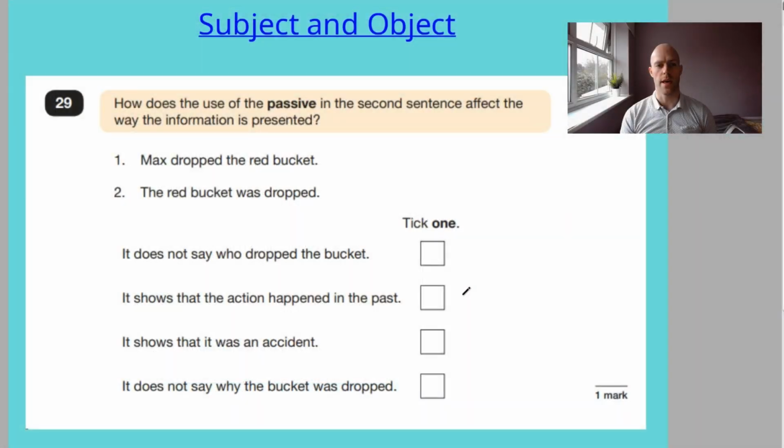I'd like to have a look at the question that I've got on the board here. It's from a recent EGPS paper, and it says, how does use of the passive in the second sentence affect the way the information is presented? Sentence number 1 is, Max dropped the red bucket. Sentence number 2, the red bucket was dropped. And you've got to answer whether you think it does not say who dropped the bucket, it shows the action happened in the past, it shows it was an accident, it does not say why the bucket was dropped.